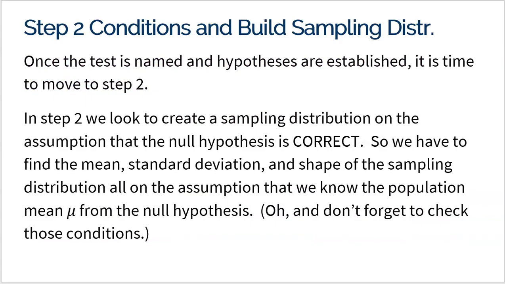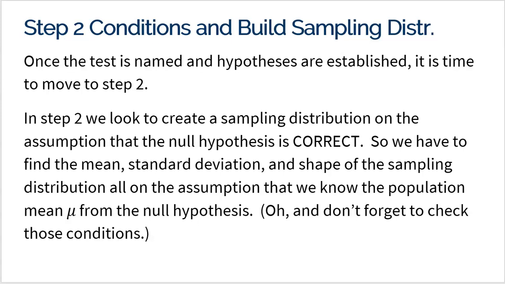All right, so step 2 is now building and checking the conditions for our sampling distribution, okay? So once the test is named and the hypotheses are established, it's time to move on, right? So here we actually have to create a sampling distribution on the assumption that the null hypothesis is true. So we have to find the mean, the standard deviation, and the shape of the sampling distribution, all on the assumption that we know the population mean mu from the null hypothesis. Oh yeah, and don't forget to check the conditions too, so we will review those.